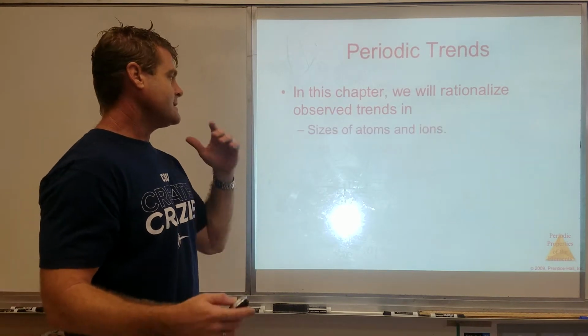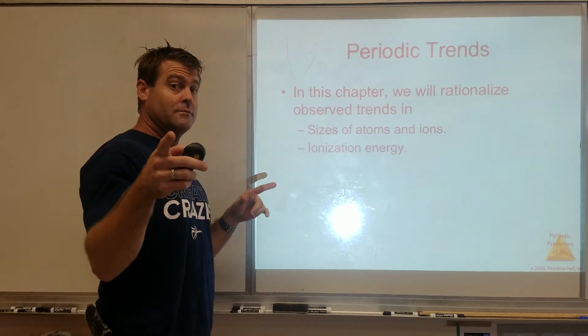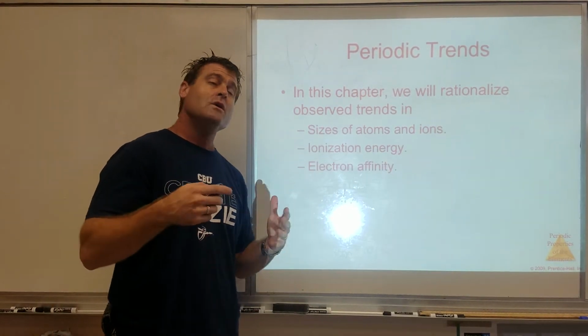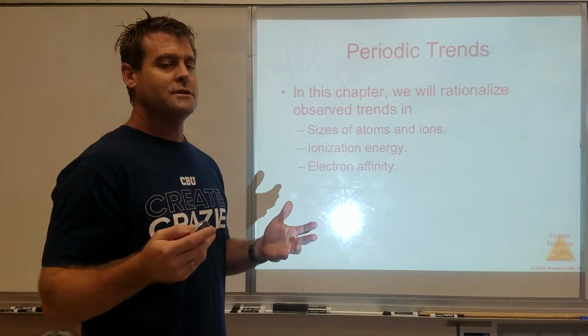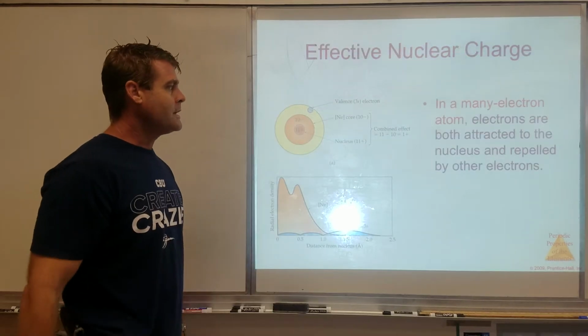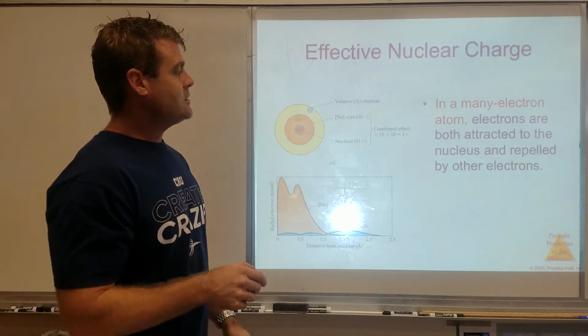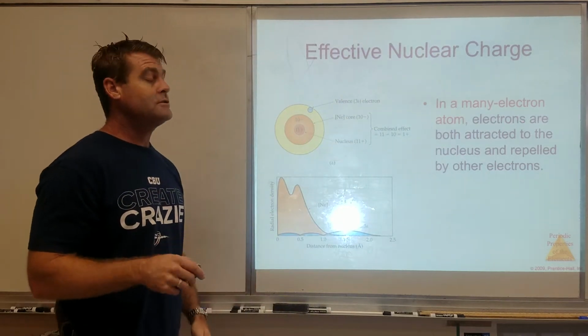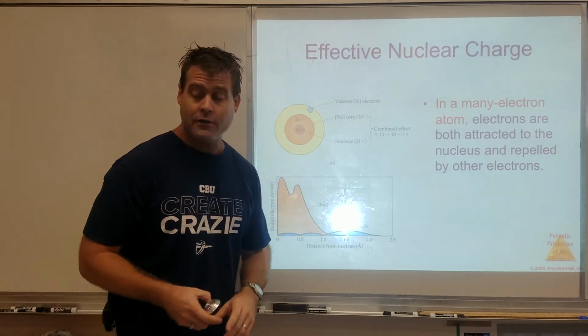Okay, so you guys, we're going to look at some things like size of atoms, a term that you guys should have remembered from last year, ionization energy, and electron affinity. Otherwise, we can use the term electronegativity. That's probably what you're familiar with. Okay, so electrons are both attracted, notice in purple here, effective nuclear charge. Electrons are both attracted to the nucleus and repelled by other electrons.